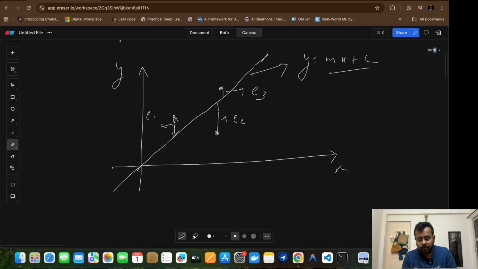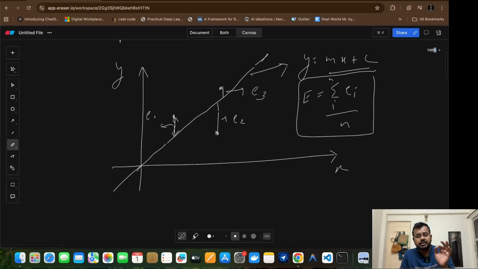The final error, the summation of these errors, let's say capital E, is the summation of E1 plus E2. Sorry, it is the summation of Ei, for i from 1 to n number of data points. This is the complete error, and let's take the average of it. This is the average error, let's say.